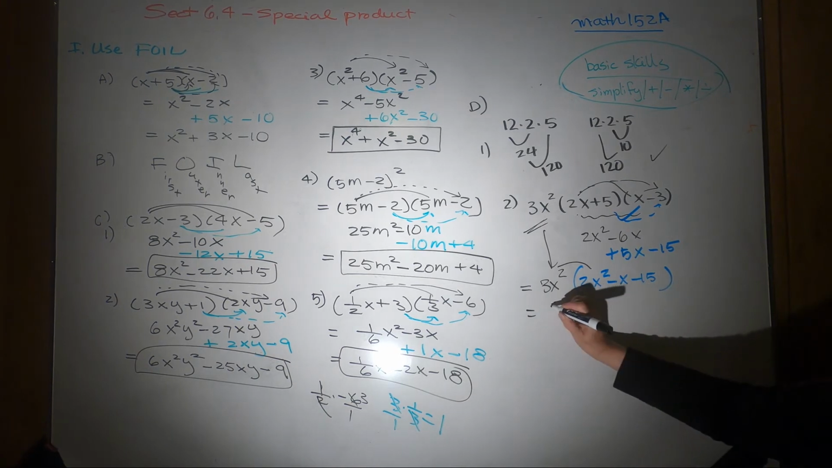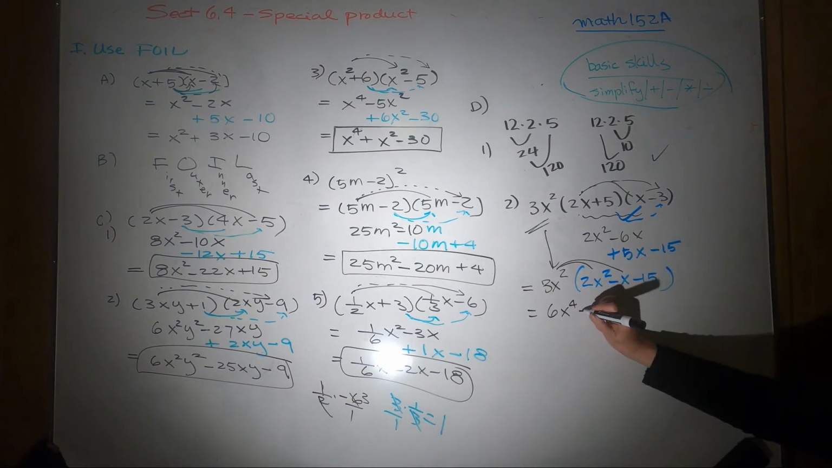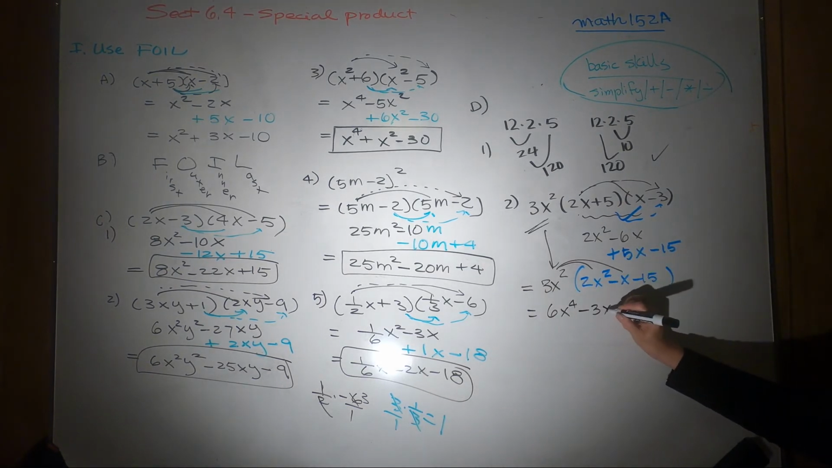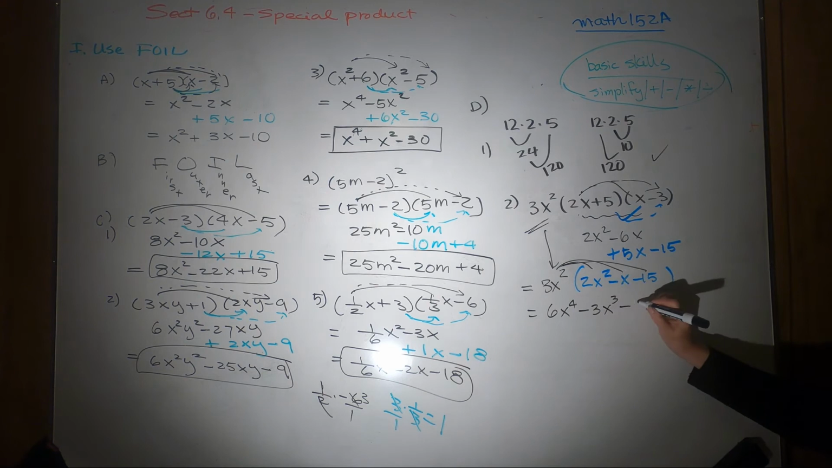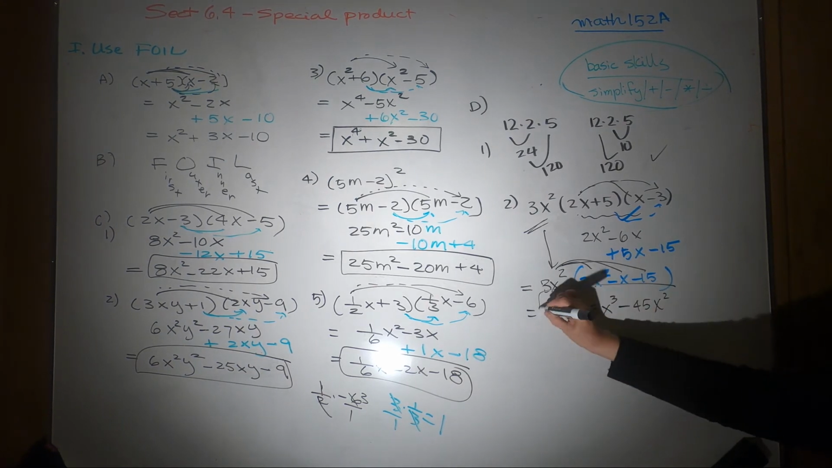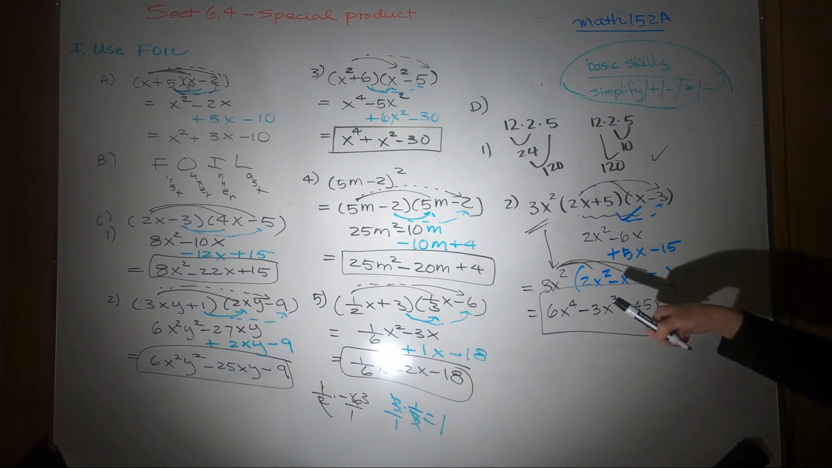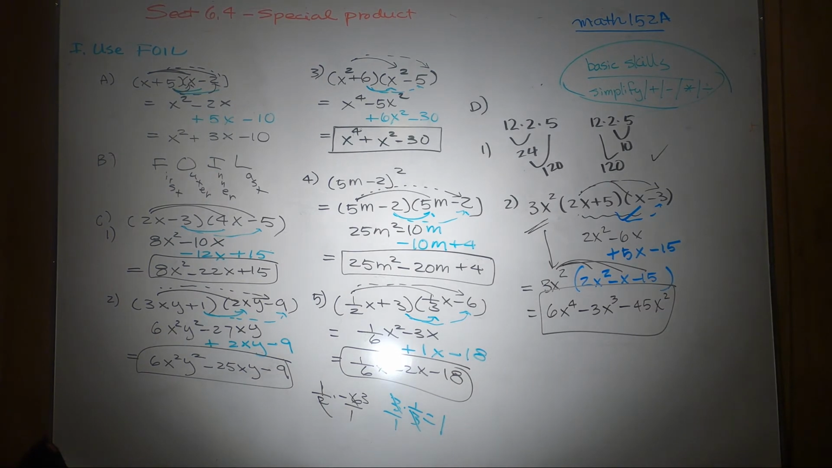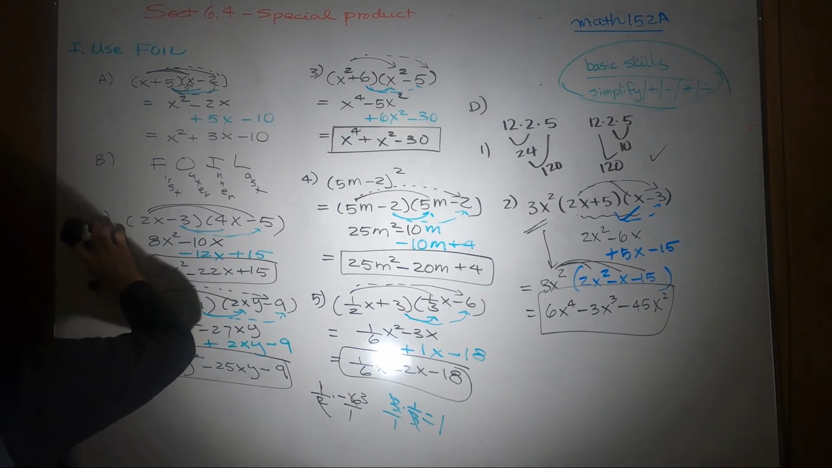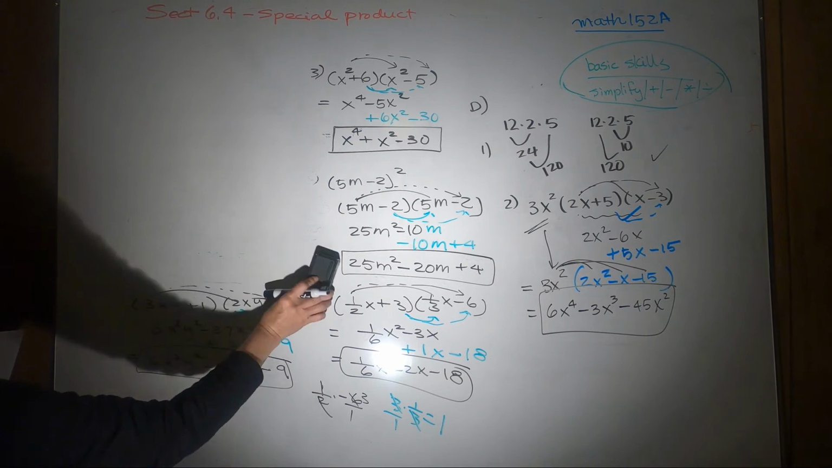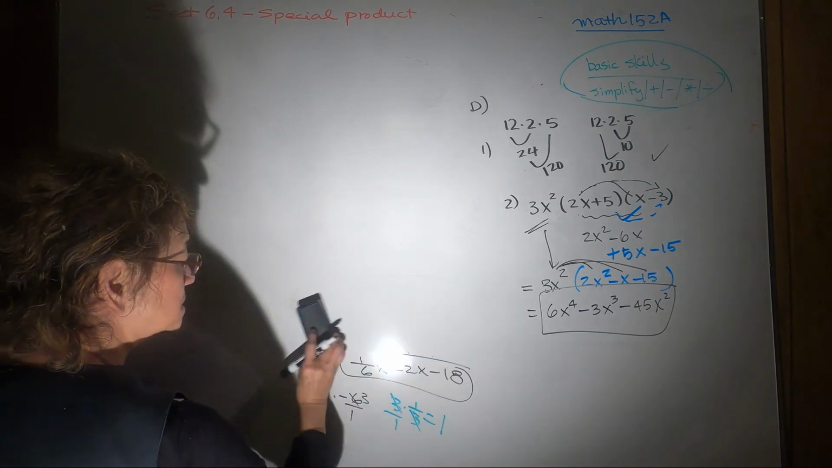So this times this will be what? 6x fourth, right? And this times this, minus what? 3x squared, and x will be x cubed, right? And last one, 3 and 15, minus 45 with what? x squared. So just to show you, things happen this way. You can just move things around when you do the multiplying, okay? So it's not just sticking to a particular way. You can be flexible as well.